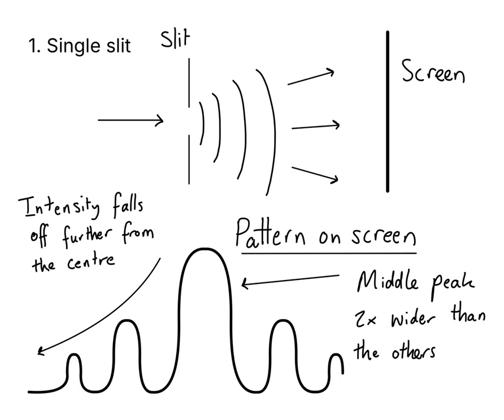Start with light through a single narrow slit. You don't just get one bright band, you get a diffraction pattern. The central maximum is the key feature here. It's bright and it's twice as wide as any of the others. Flanking it on both sides are dimmer maxima, and they get progressively fainter the further out you go. That wide, bright centre with fading fringes is the single slit signature.